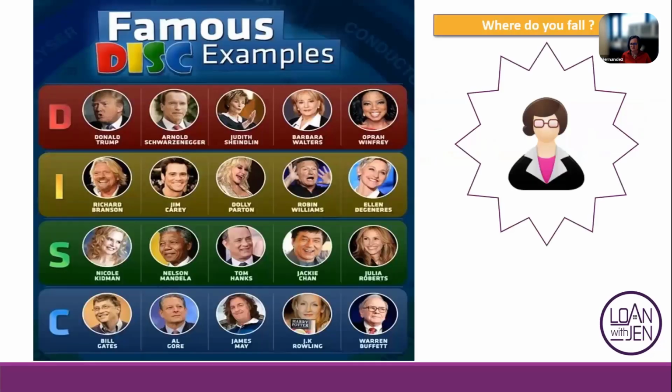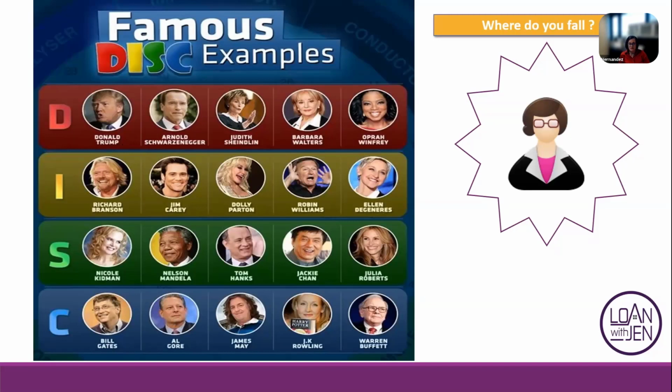This is just the very beginning. So before we get into it, a couple of examples. This is just fun. When you think of who a D is, again, that means dominant, like a driver, like a really forceful person. We've got some famous people that you should all probably know in the first line there. D's are Donald Trump, Arnold Schwarzenegger, Judge Judy, Barbara Walters, Oprah Winfrey.